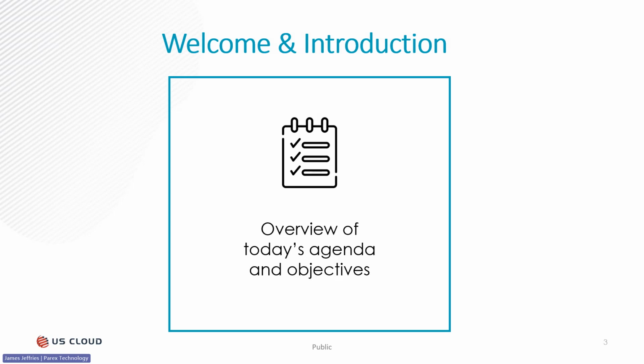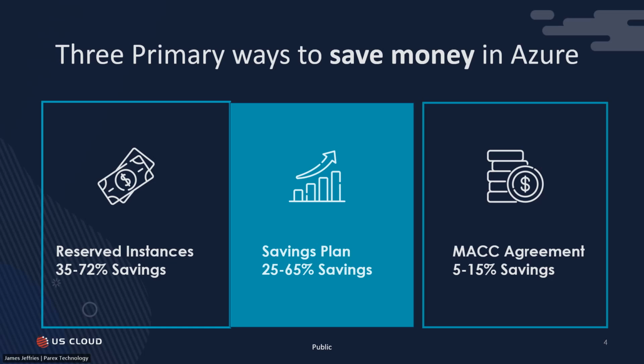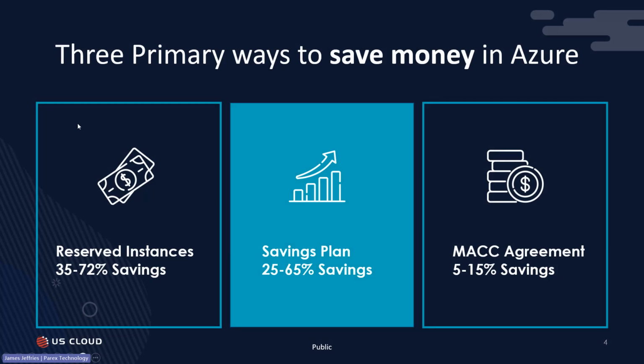Today's agenda: we're going to be focused on Azure cost management, specifically diving into the compute side. Azure Hybrid Benefit, as an example, is a way that you can save money on the licensing with Azure. We're not going to cover that today. These are the three specific areas within compute that we're going to focus on.